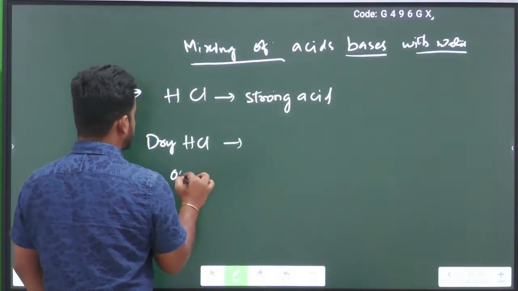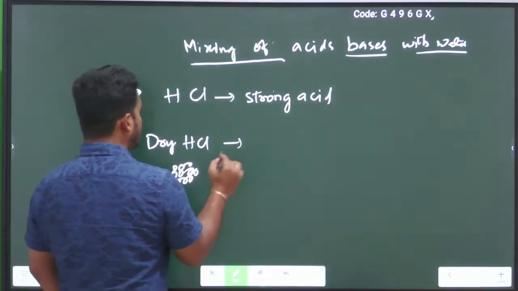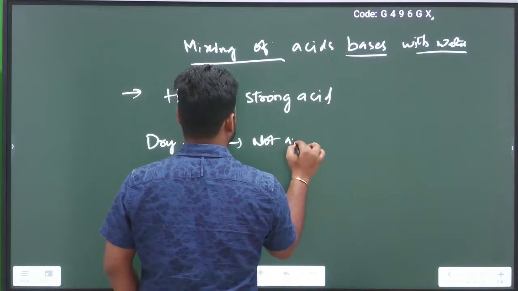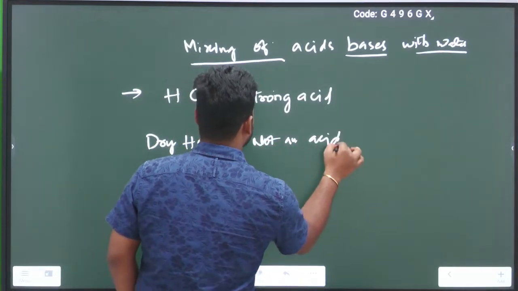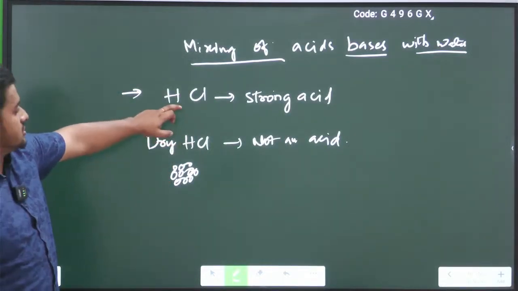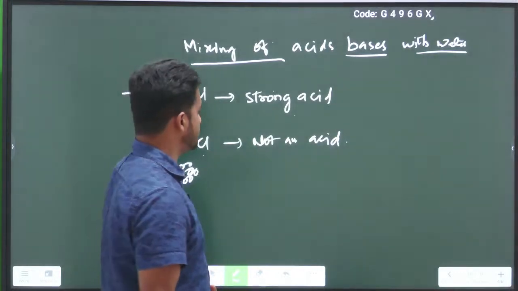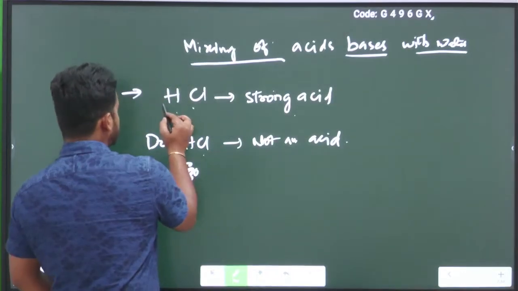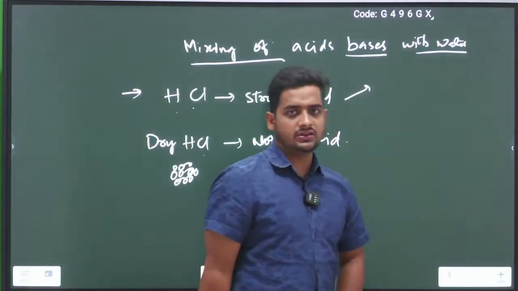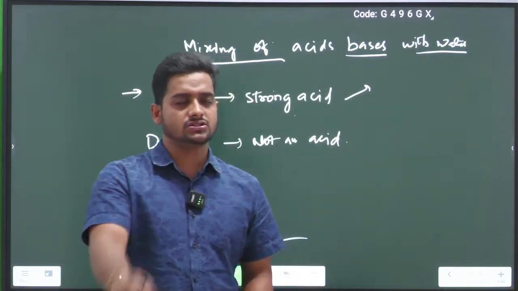dry means like crystallized form like this. If you take dry HCl, this is not an acid. Why? When it comes to acids, HCl is a strong acid I am saying, whereas dry HCl is not an acid I am saying. Why? Because in the past we have learned that if any compound is giving H plus ion, then I can say it is an acid.